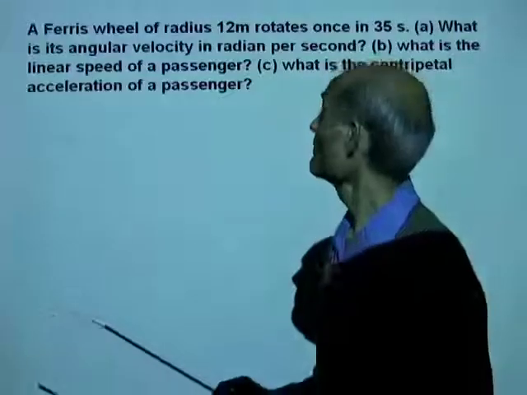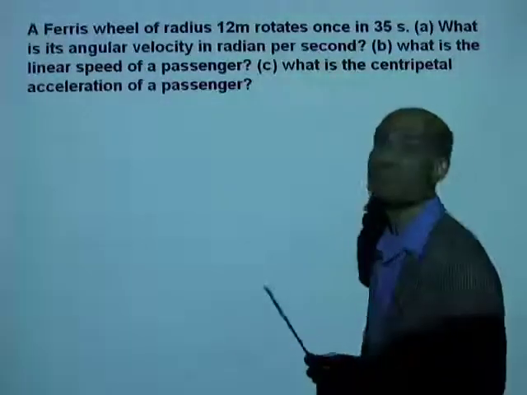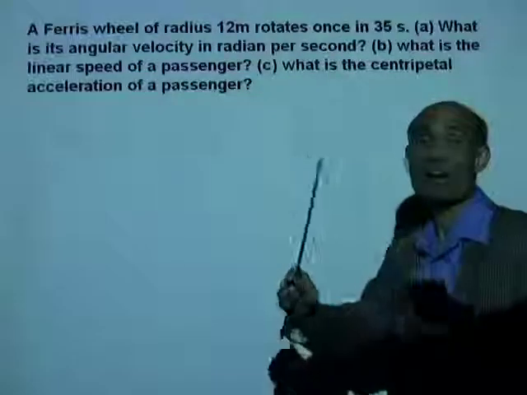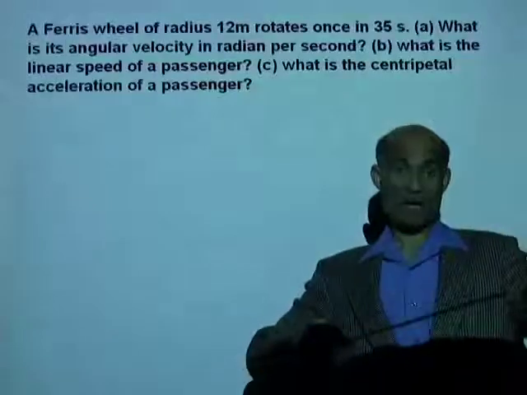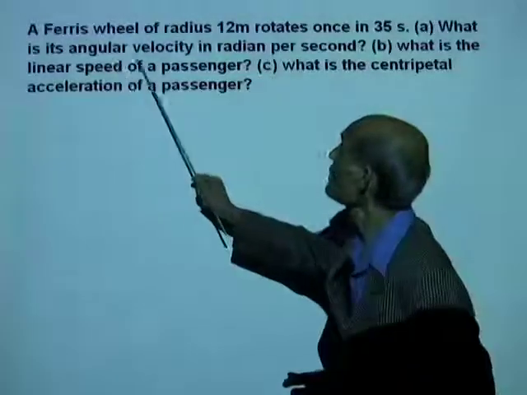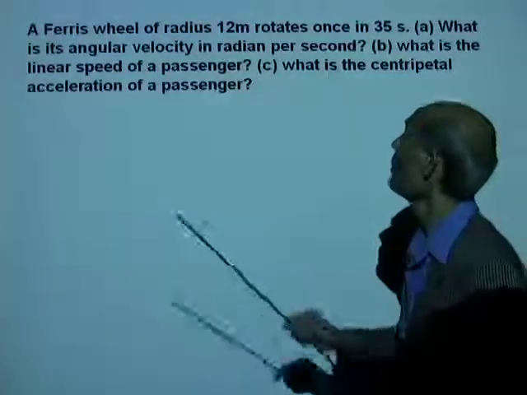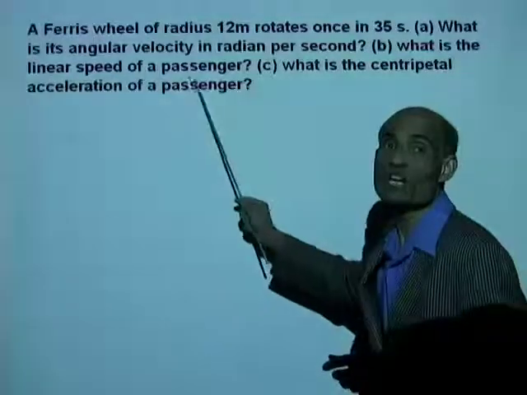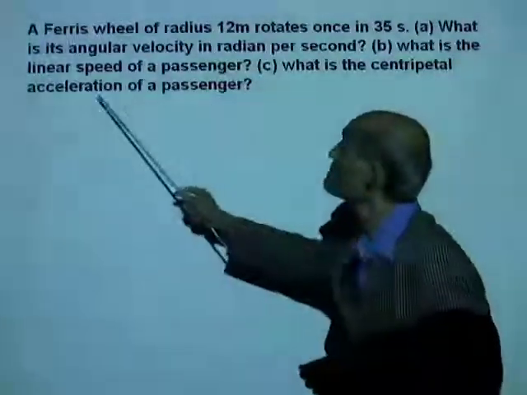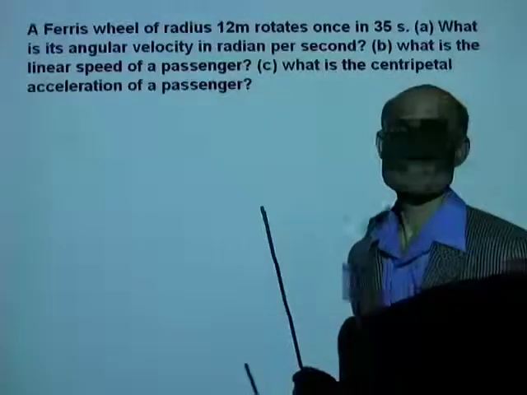Another example. A Ferris wheel of radius 12 meter rotates once in 35 seconds. It goes round once in 35 seconds. What is its angular velocity in radian per second? What is the linear speed of a passenger? What is the centripetal acceleration of a passenger?